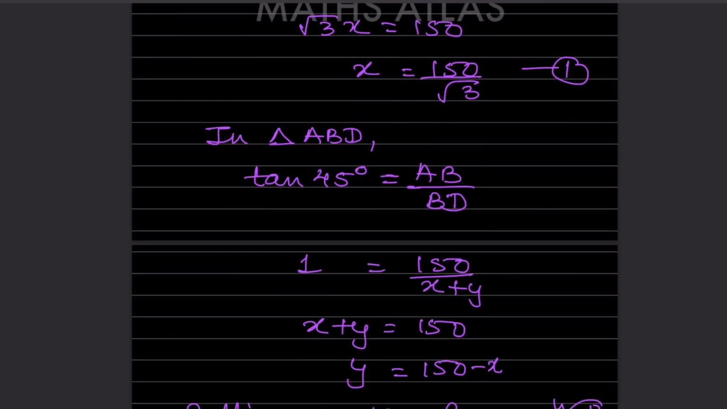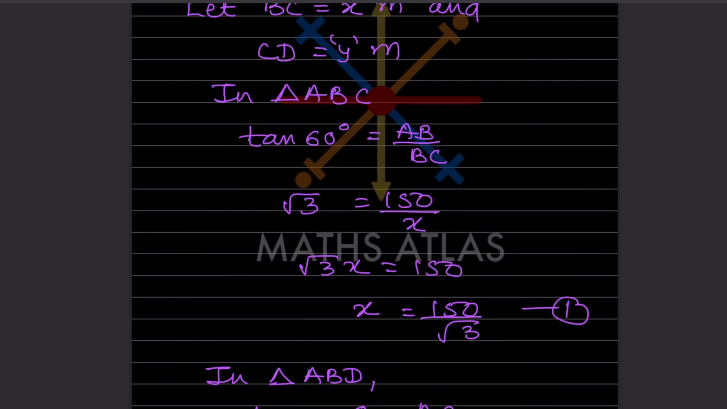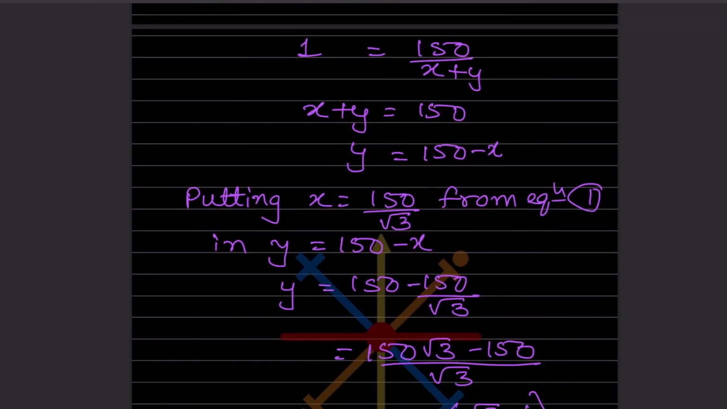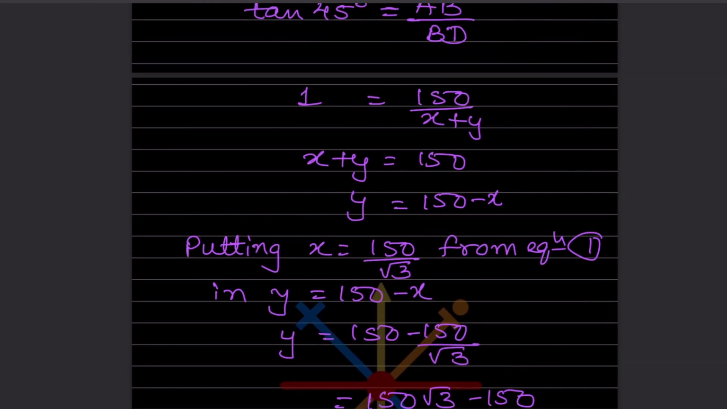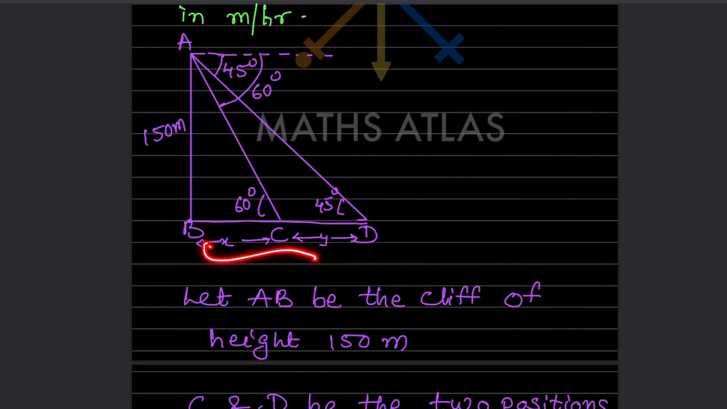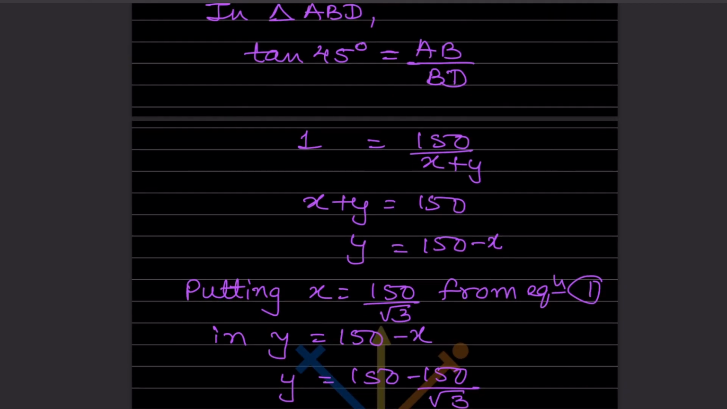Now what will you write here? tan 45 is 1. AB we know is 150. And here we can write x plus y, because BD is x plus y. Can you see here, in BD, this is x and this is y. So when you multiply, x plus y is 150. So you will get the value of y as 150, and this goes to the other side, so it is going to be minus x.